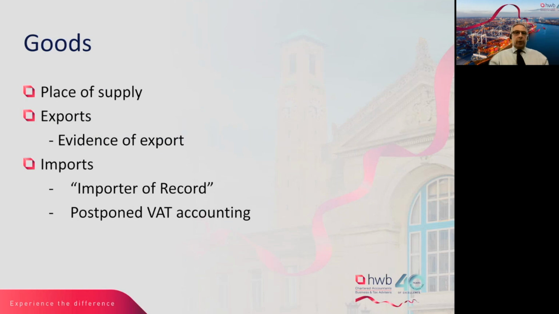So let's start by looking at goods, and particularly the place of supply. The place of supply is important because it determines which country's VAT rules apply. For goods, the place of supply is generally where the goods begin their journey to the customer, and so VAT applies in the country of dispatch. This sounds simple, but it can get complex with the movement of goods.